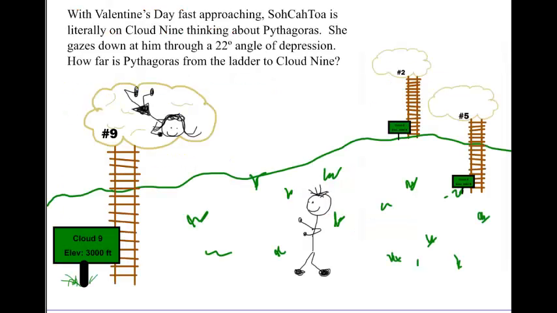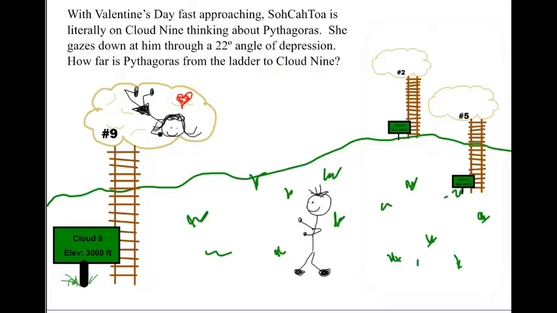You'll like my picture here. All right, let's read through this. Oh, it's love. With Valentine's Day approaching, SOHCAHTOA is literally on cloud 9, thinking about Pythagoras. Did I mention that they dated? They were married, you know. She gazes down, this is before they got married. She gazes down at him through a 22-degree angle of depression. How far is Pythagoras from the ladder to cloud 9?